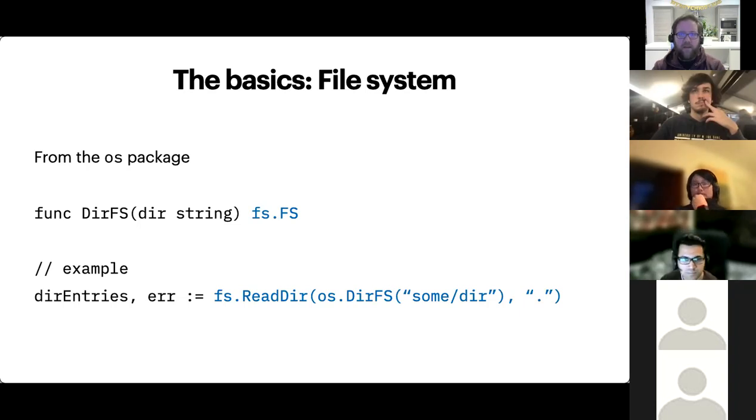So as you'd expect, the standard library gives you ways to work with a normal file system. So in this case, we can use the os.DirFS function, which gives us an FS, and then we can use that with the functions defined in the fs package. So in this case, I'm calling the ReadDir function in the fs package, and I'm passing in the result of an os.DirFS. And that gives me a list of files in that particular directory. And then I could iterate over those files and open them or do whatever I want to do.